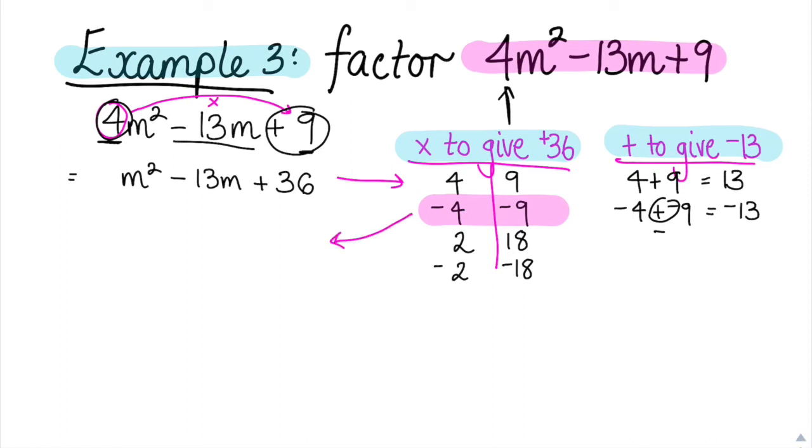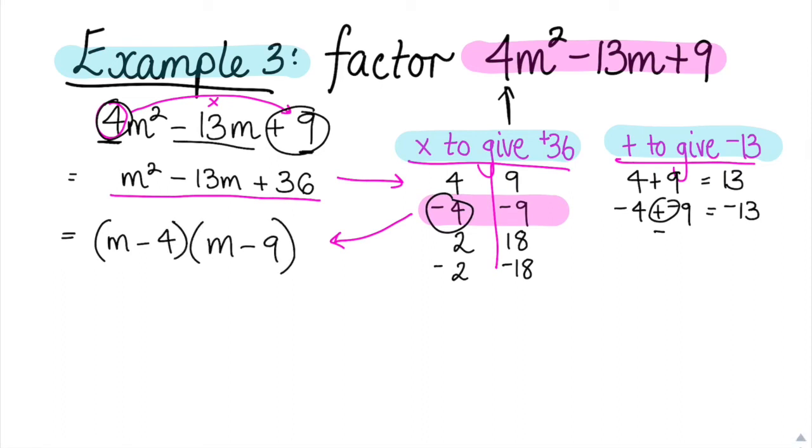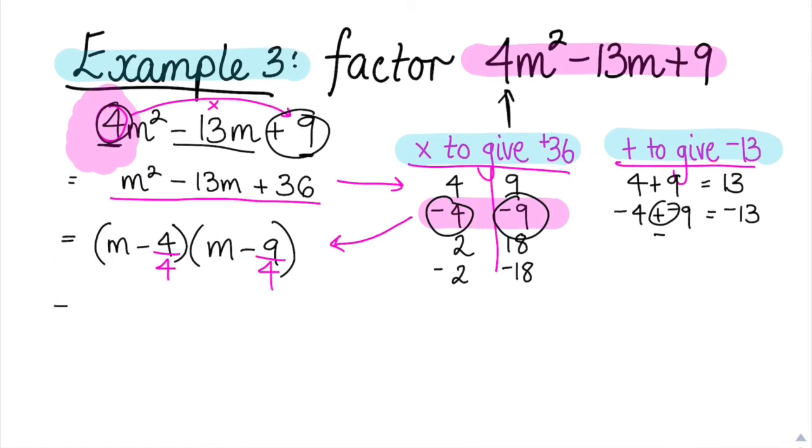So I'm going to bring that back over here and rewrite this expression in factored form. So we have m minus 4 multiplied by m minus 9, which comes from here. Now we can't forget this multiplication of 4 from earlier. We need to go back now and undo that operation. So what I'm going to do is divide each of the constants inside the sets of parentheses by that 4 that we multiplied out in step 1.